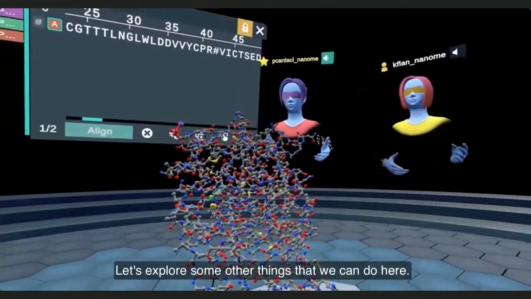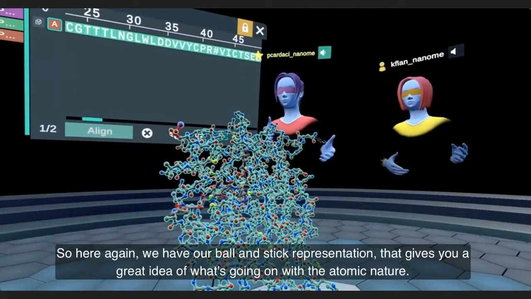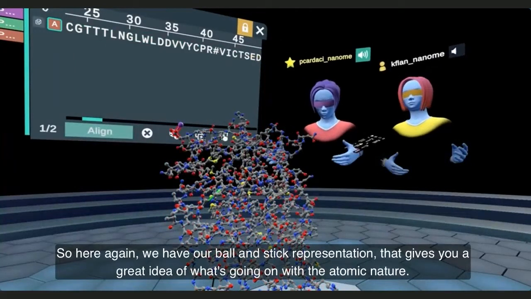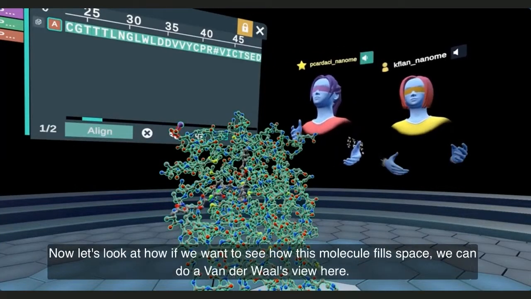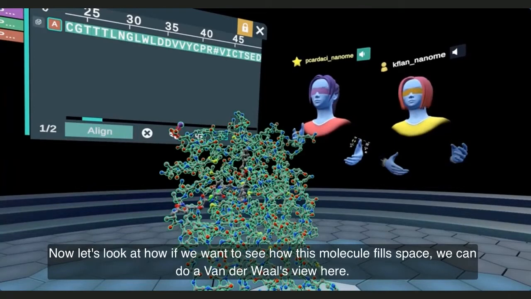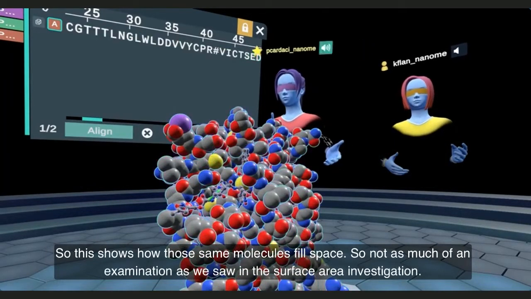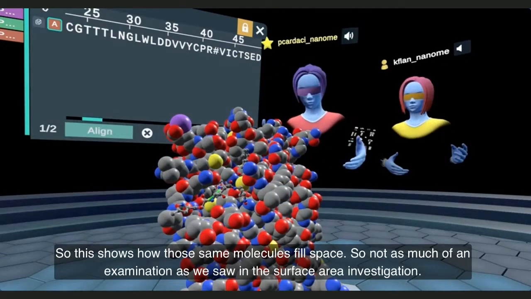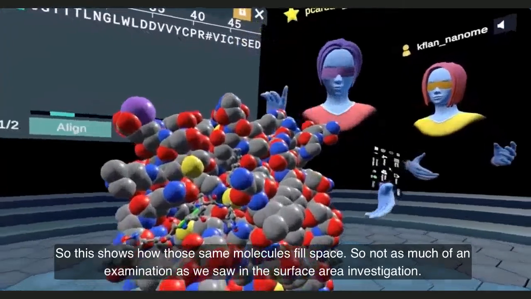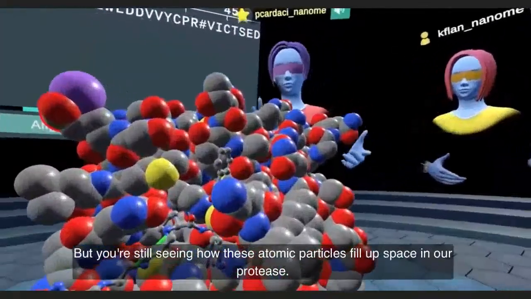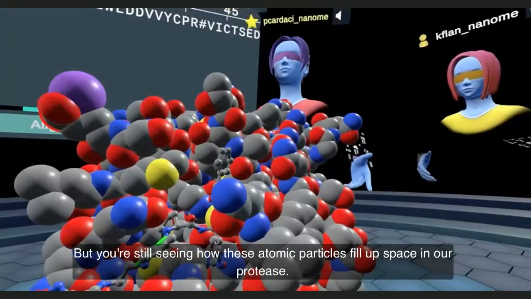Let's explore some other things that we can do here. So here again, we have our ball and stick representation that gives you a great idea of what's going on with the atomic nature. Now, if we want to see how this molecule fills space, we can do a van der Waals view. This shows how those same molecules fill space. So not as much of an examination as we saw in the surface area investigation, but you're still seeing how these atomic particles fill up space in our protease.